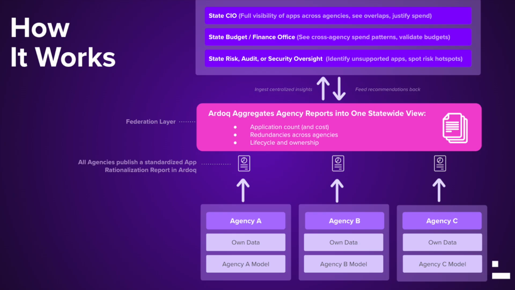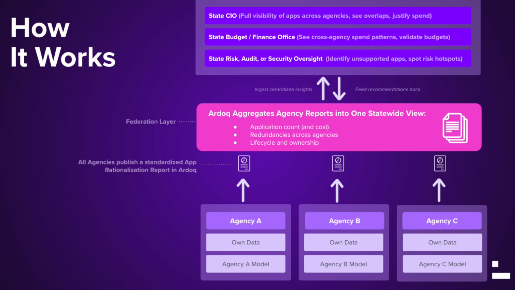Those reports are then rolled up automatically into a single statewide view. At the state level, Ardoq aggregates what's coming from each agency and creates a clear, trusted picture of how many applications exist and what they cost, where there are overlaps or redundancies across agencies, who owns what, and where applications sit in their lifecycle. This statewide view supports different stakeholders in different ways.